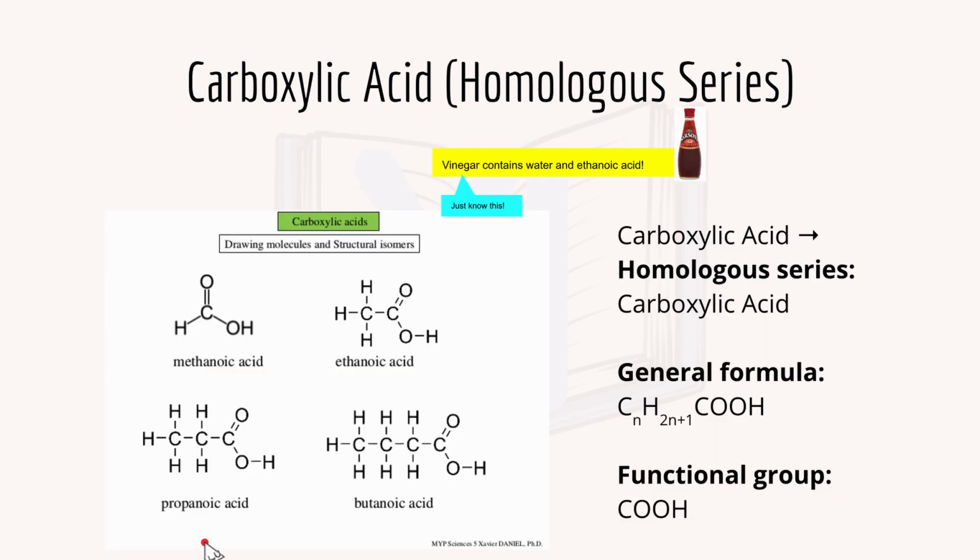So we'll move on now to homologous series for carboxylic acid as a recap again. Here's a fun fact. Vinegars contain water and ethanoic acid, and just know this. And carboxylic acid, CnH2n+1 COOH, and COOH. So for the ethanoic acid, as I talked about just now, the formula is CH3COOH. Right here.